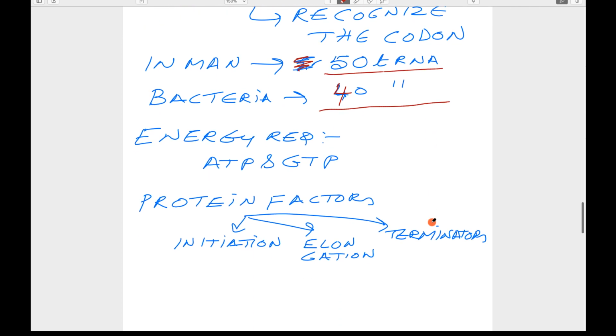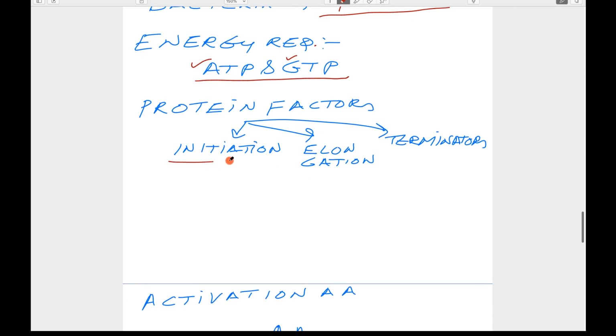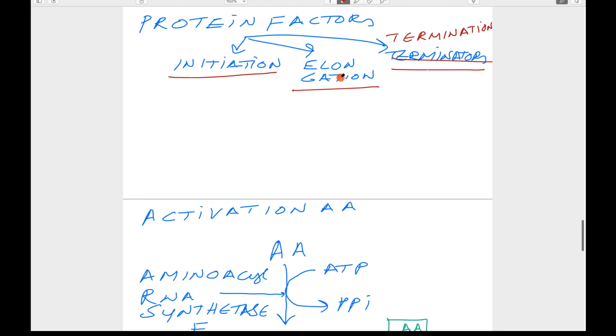Then next is the energy requirement. Protein synthesis requires high levels of energy. The energy demand is very high for the various processes like initiation, elongation, termination, and activation of amino acids, either in the form of ATP or GTP. Then various protein factors are required for the initiation, elongation, and termination processes.